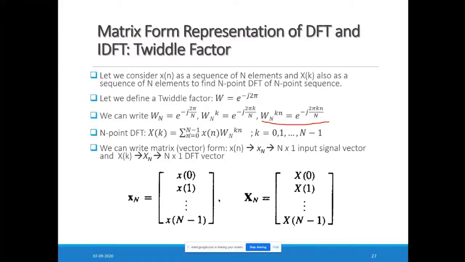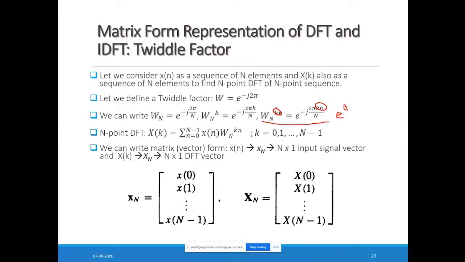Omega n raised to kn. Suppose I take the term kn as 0. Then we have e raised to minus j 2 pi kn divided by N, and here the value of kn will be 0, so we get the term e raised to 0.